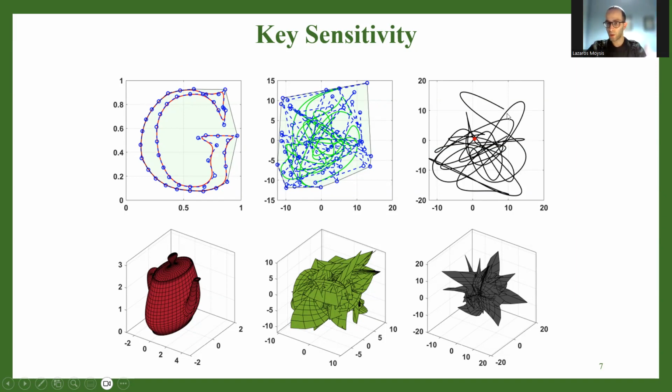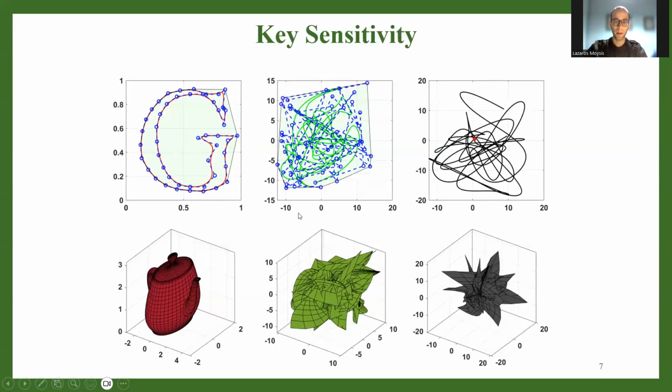Obviously, we have a failure because the decryption is not equal to the plaintext. Here, the decrypted curve has nothing to do with the G symbol, and the decrypted surfaces have nothing to do with the original teapot. Again, a slight change of the parameters will result in a failure in the decryption.